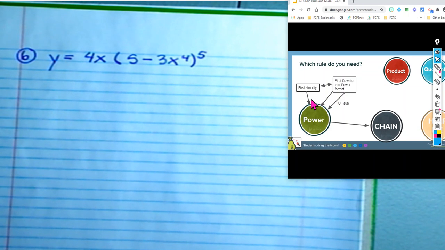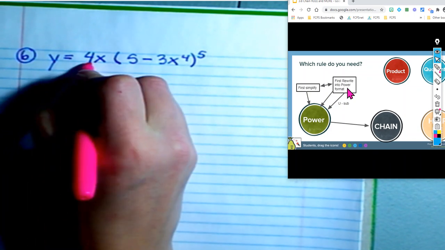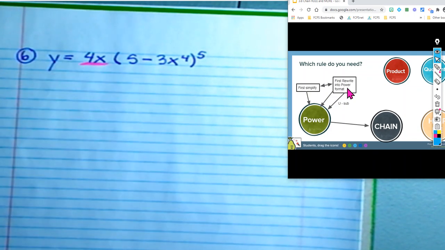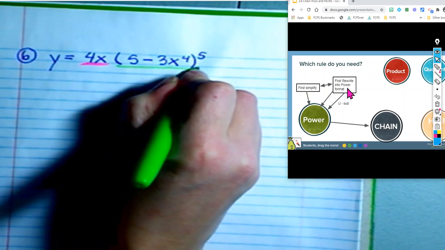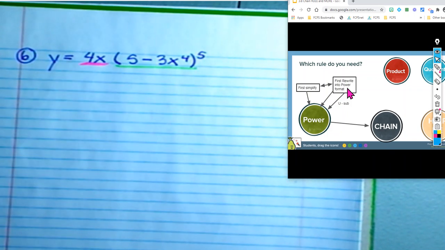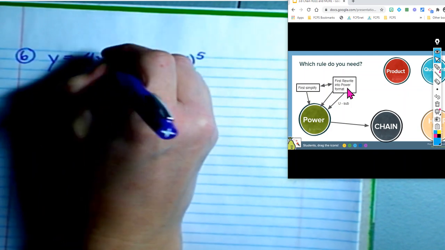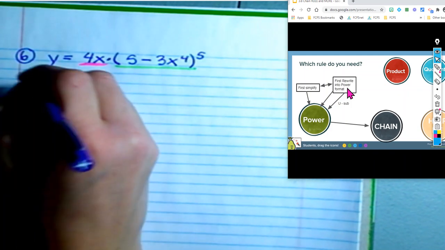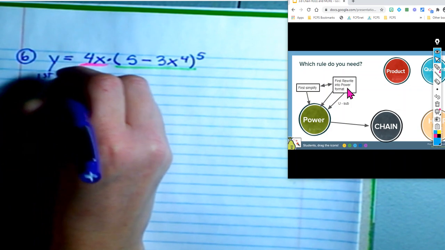Can I simplify this? A fifth power? No, I don't want to multiply that. Is it in power format? Yeah, there's no radicals and there's no reciprocals. Okay. I think I see a product because I have a first and a second. Notice that there are two things multiplied together. So I'm going to split them apart.